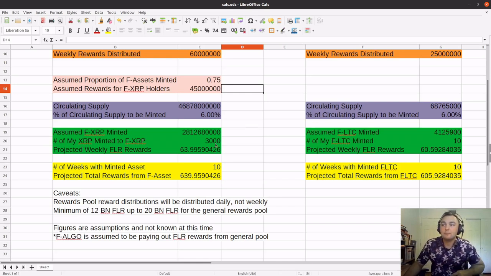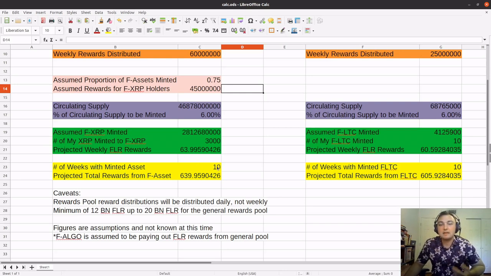million F Litecoin will be minted. Now, assuming we have 3,000 XRP that we are minting into FXRP and we have 10 FLTC that we are minting, we can calculate our projected weekly rewards. Based on how much our weekly distribution rewards rate is, and how much FXRP we've minted relative to the total amount of FXRP that's minted, we can calculate our rewards. So in this scenario, having 6% of the circulating supply minted into FXRP, and we mint 3,000 FXRP, we have a projected weekly rewards rate of about 63, almost 64 FLR or Spark tokens per week.